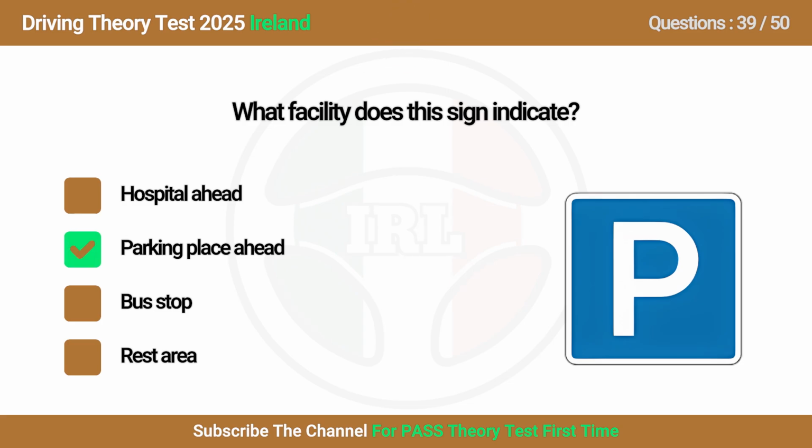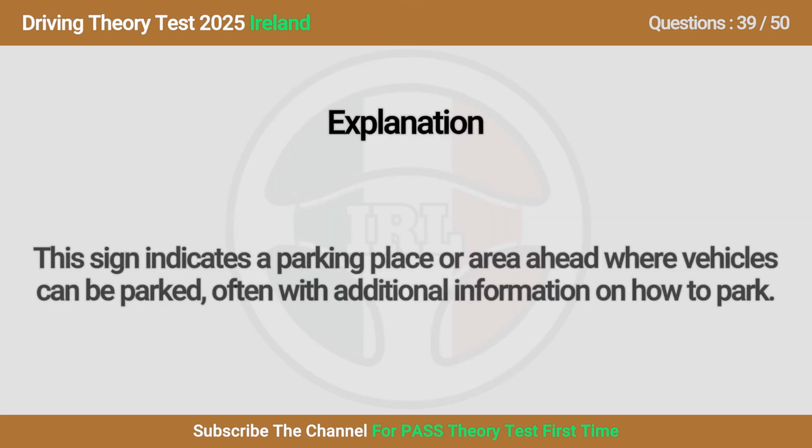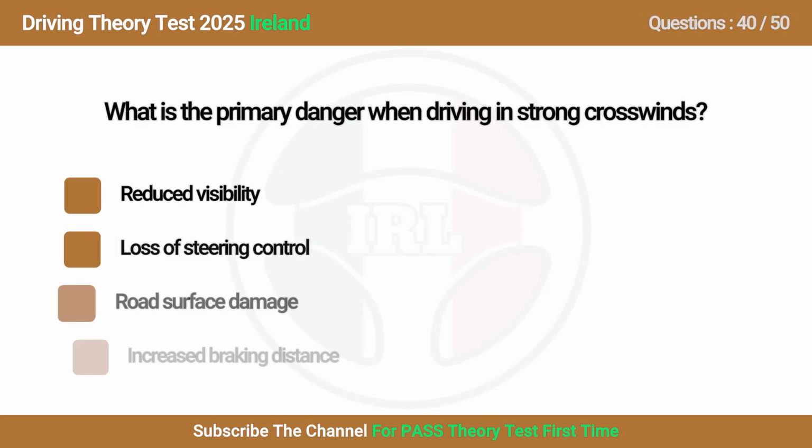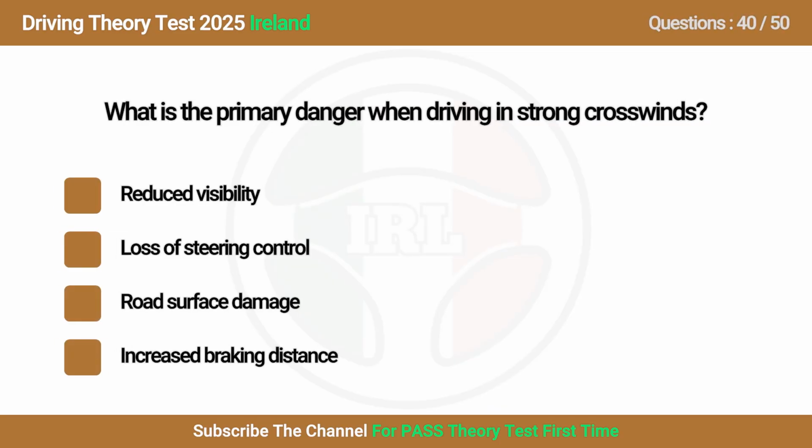Answer is B. Parking place ahead. This sign indicates a parking place or area ahead where vehicles can be parked, often with additional information on how to park. Question 40. What is the primary danger when driving in strong crosswinds?